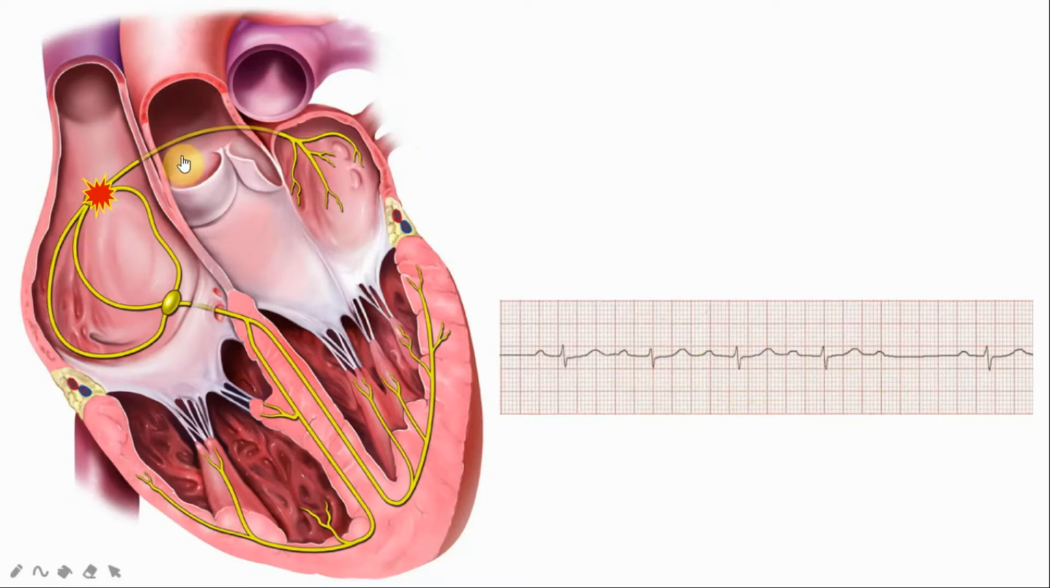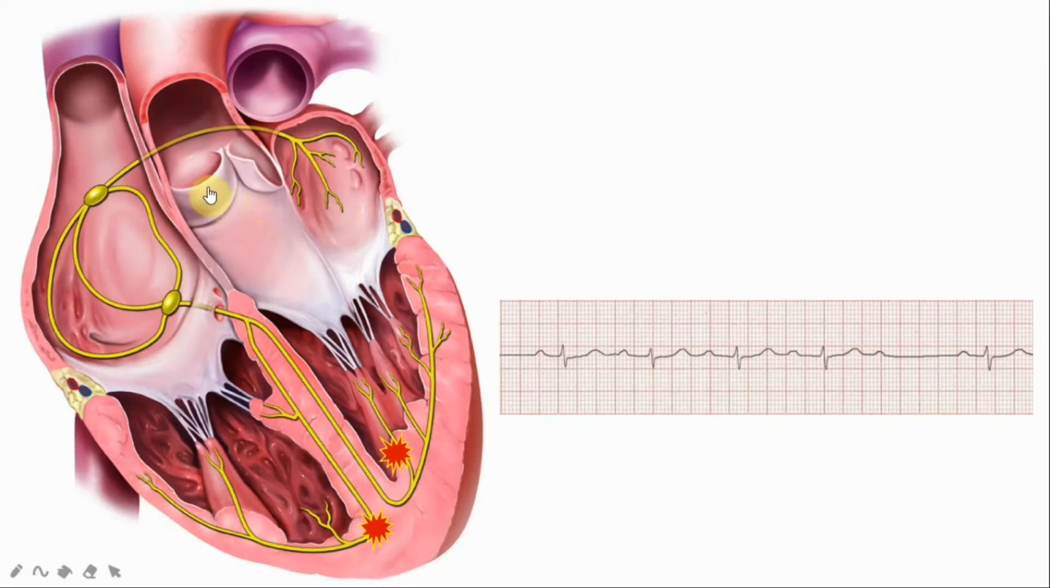Once again, like in a normal patient, the SA node is generating cardiac impulses: 1, 2, 3, 4, and then the fifth one does not conduct. Can you see that? This is the third one, this is the fourth one, and then the fifth one is not conducted, and that is when we call this a Mobitz type 1 heart block.